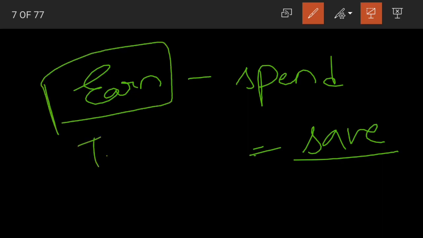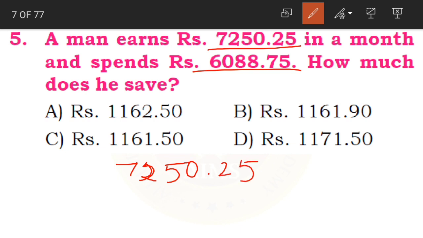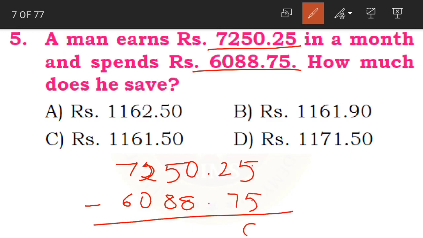Earnings represent the total amount that you have. Spendings represent the total amount that you have spent. You have used it for buying something or other. Now savings will be when we subtract these two, we will be left with savings. So let us subtract the given two numbers. 7250.25 minus 6088.75. Now 5 minus 5, 0.